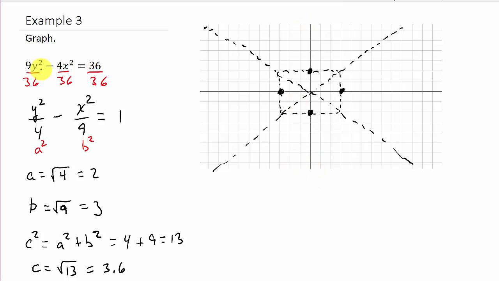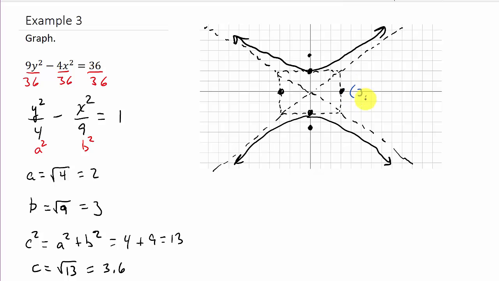Remember, it's up and down because the y term's first. So it's going to look something like this. So there's our hyperbola. And then we can put in the foci, which is square root of 13, around 3.6. So we're going to go up 1, 2, 3, and then a little bit more for the 0.6, and then we'll go down 1, 2, 3, and a little bit more for the 0.6. And there's our points. And then we can come over here and label them.